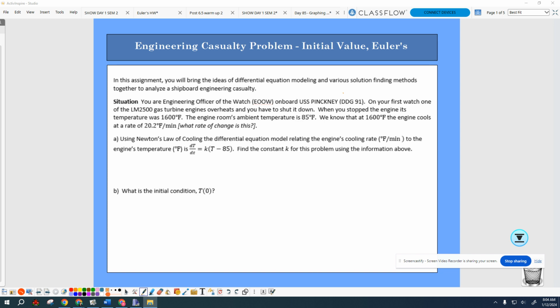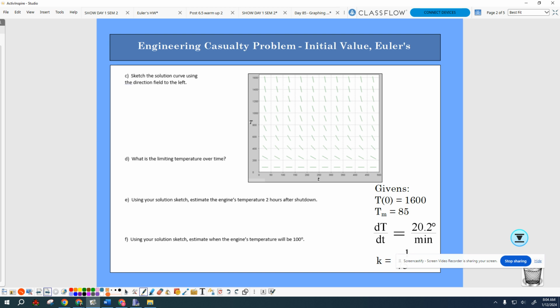Can we answer B? What is the initial condition? So the temperature to start is what again? 1600. Okay. So can you guys go through and see if you can use your pre-cal from the past to find K? So we'll find K and try the rest of the problem. See if we can figure it out.